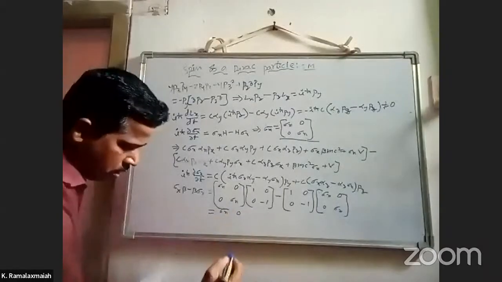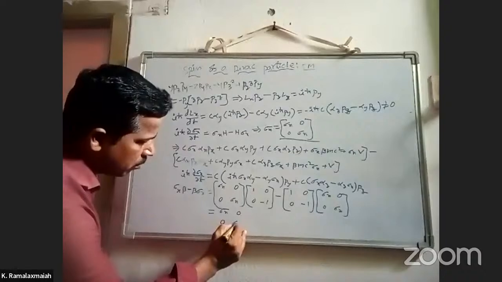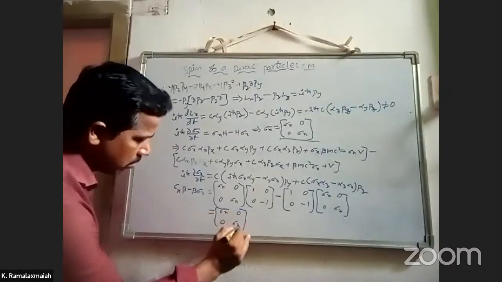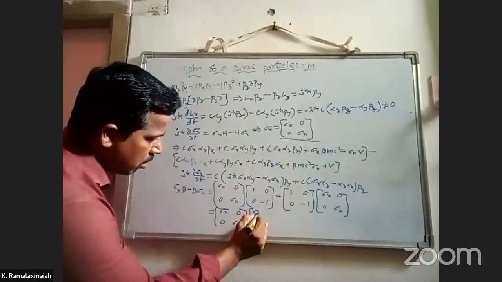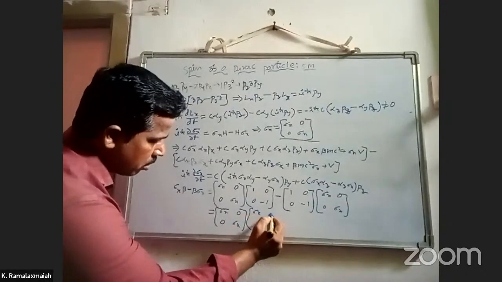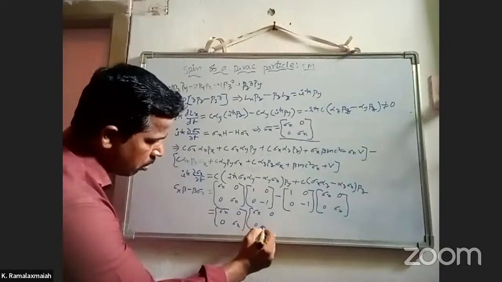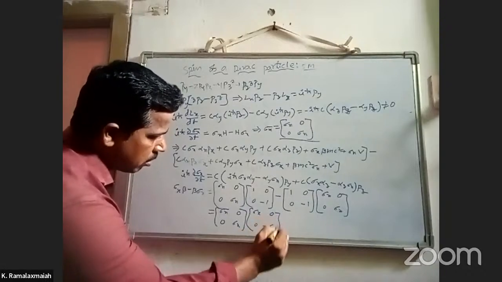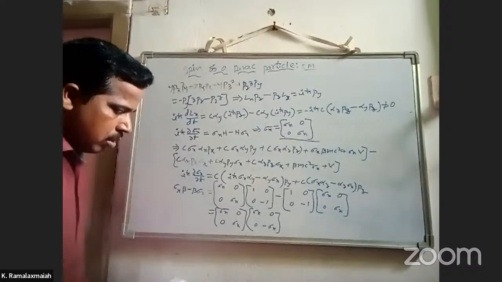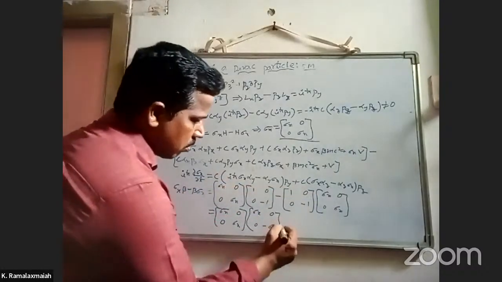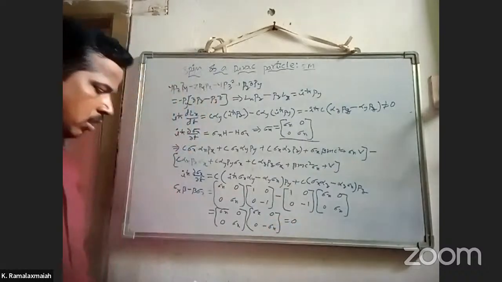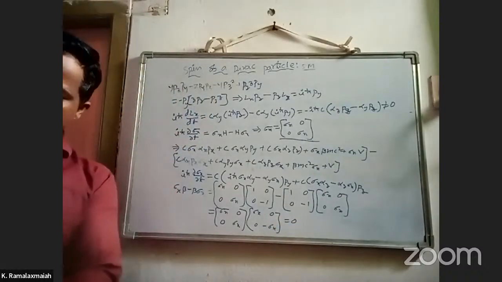So this is equal to σx 0, 0 σx into σx 0, 0 minus σx. Multiply that one totally, this one also, and the remaining terms are 0. Next one is also the same.